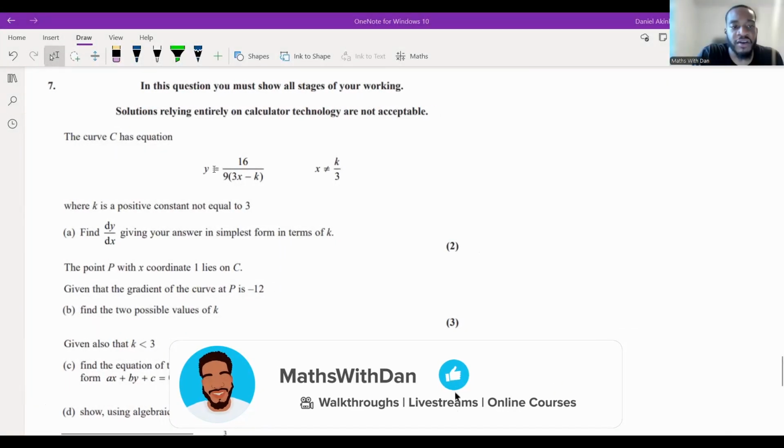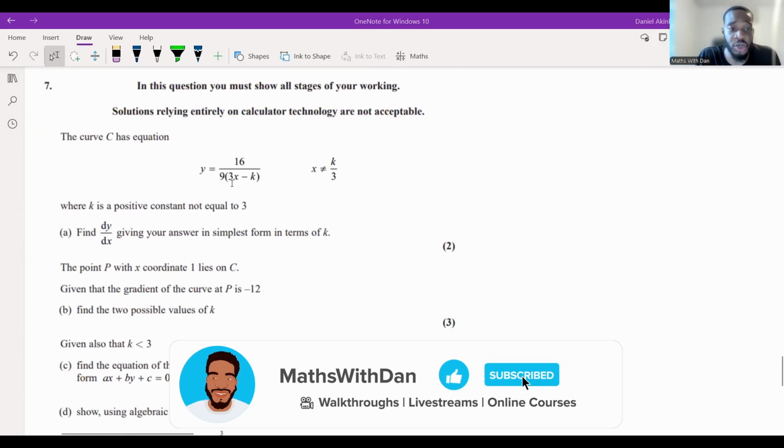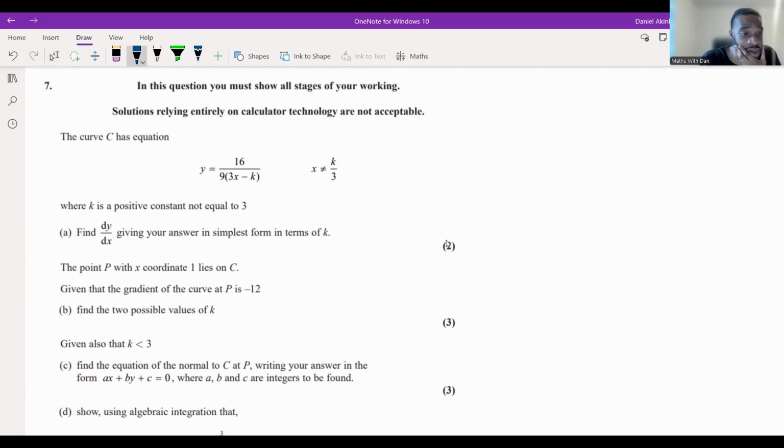It says the curve C has equation y equals 16 over 9(3x minus k), where x is never equal to k over 3, where k is a positive constant and not equal to 3, right? Find dy/dx, giving your answer in its simplest form in terms of k.